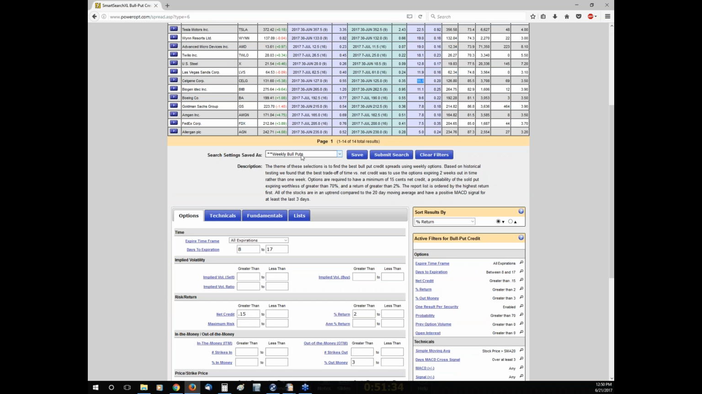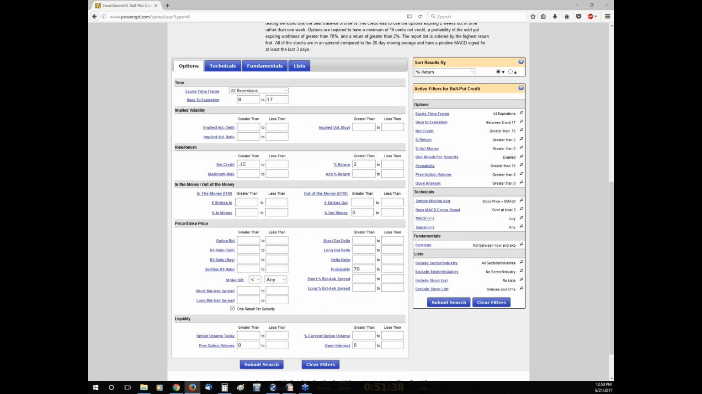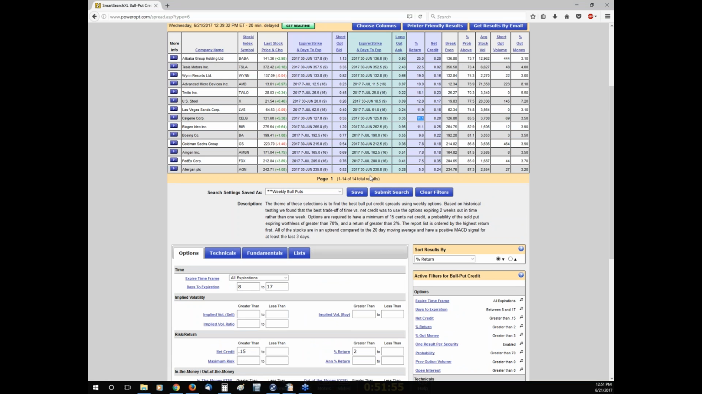Here's our default screen for the weekly bull put credit spreads. And as I scroll down again over here on the right-hand side, I can see the active filters that are being used for this position. Important, no earnings between now and expiration, which is what we also might want to set for our covered call trades. Okay, so with only 9 days out, we have 14 trades that are offering at least a 5% return with a minimum net credit of 15 cents, and all have a probability of 70% or higher.